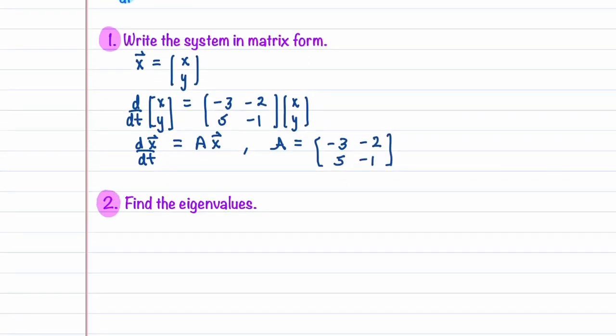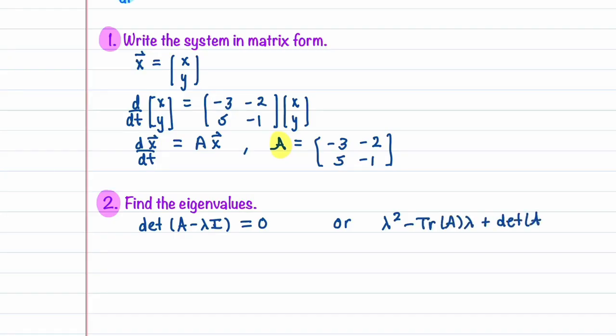In step 2, we are going to find the eigenvalues of our matrix A. There's our matrix A. There are two ways that we can do this. We can solve the determinant of A minus lambda I is equal to 0, or we can solve the equation lambda squared minus the trace of A times lambda plus the determinant of A is equal to 0. Let's solve the one on the left first.